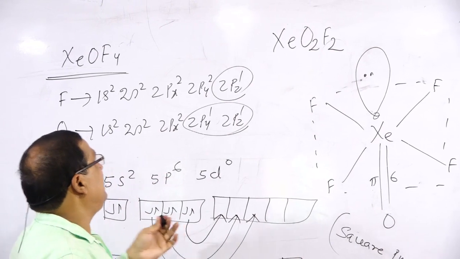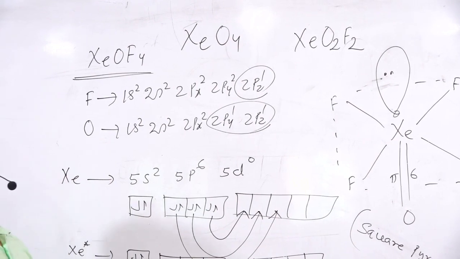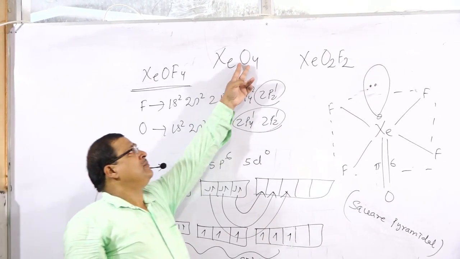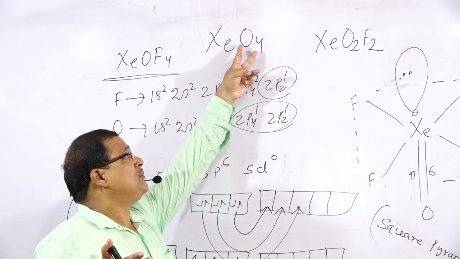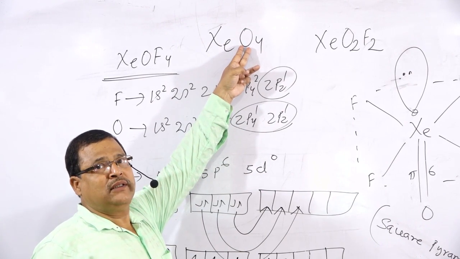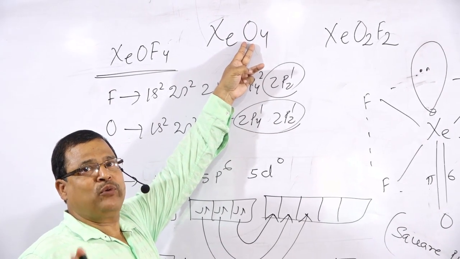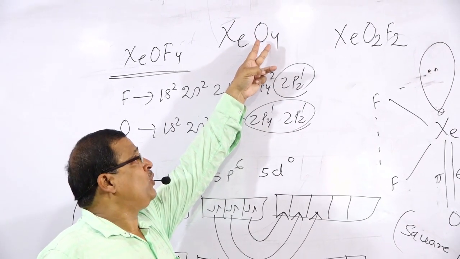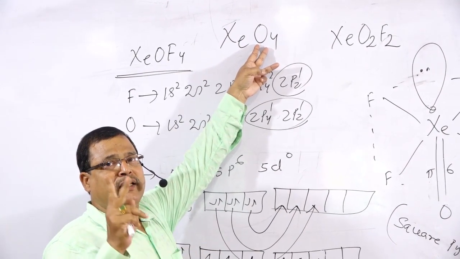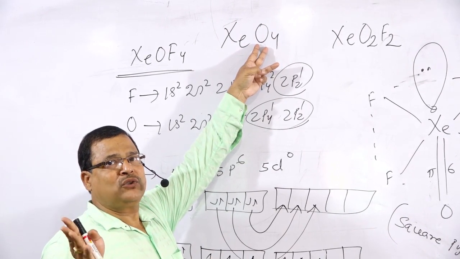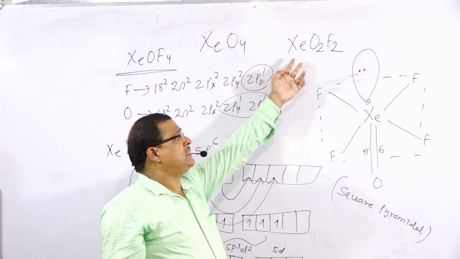In the similar way, if we proceed for XeO4, oxygen atom contains 2 unpaired electrons. So there is a formation of 4 bonds, 4 into 2, that is 8 bonds. 8 bonds will be formed, and among these 8 bonds, 4 will be sigma and 4 will be pi. So 4 pi bonds means we have to keep 4 unhybridized orbitals containing 4 unpaired electrons. So similarly, you can try in this manner for XeO4, XeO2F2.